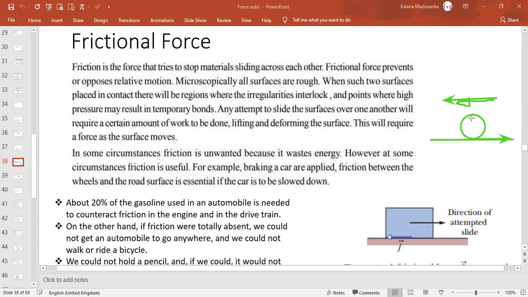And remember, you cannot draw a friction force like this. Okay, it is not starting from the center of gravity. This is actually starting from the touching surfaces, right?